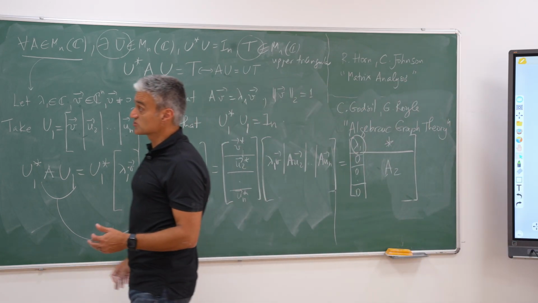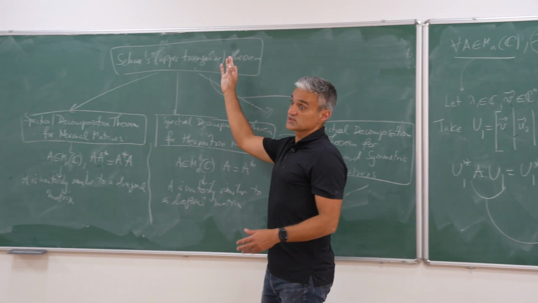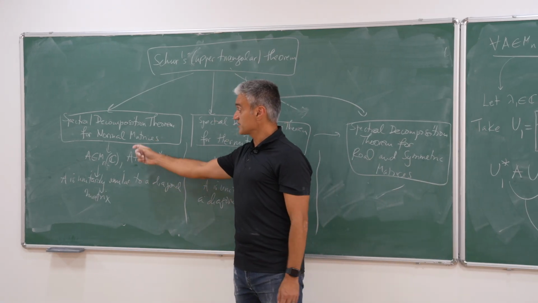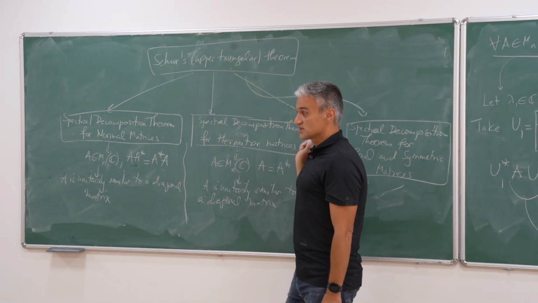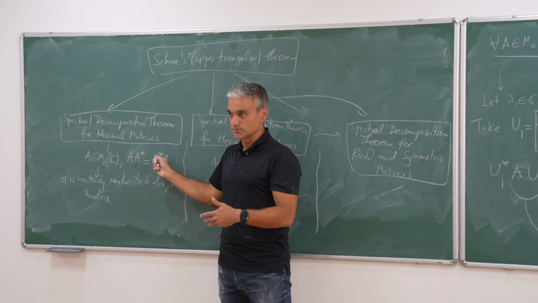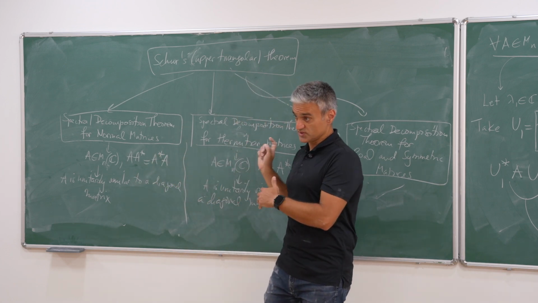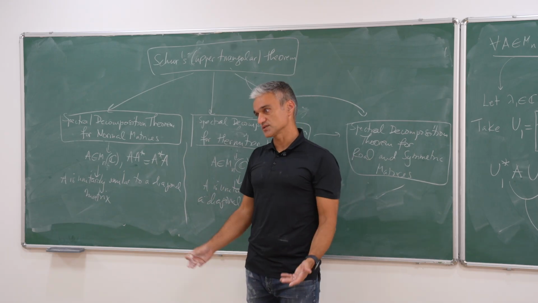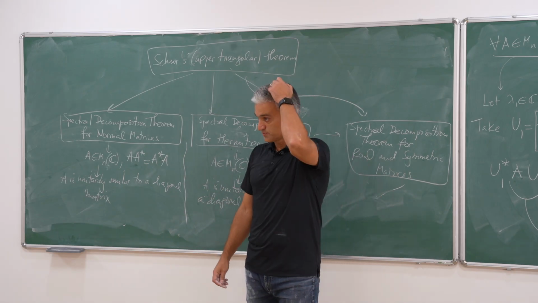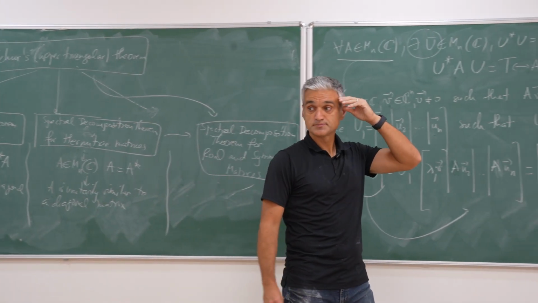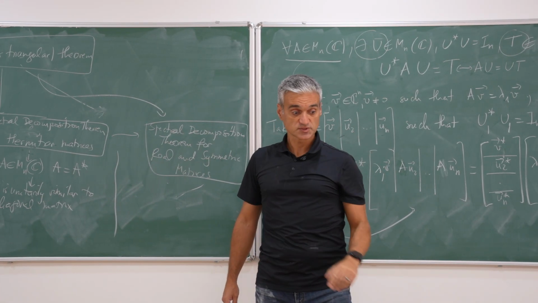Now this theorem, as you see, because your matrix is complex, you get upper triangular. But then when you put these conditions on your matrix to be normal, Hermitian, real, and symmetric, that's going to force the upper triangular matrix to be a diagonal matrix, and that's going to do it. Make sense? Questions? No. Okay.